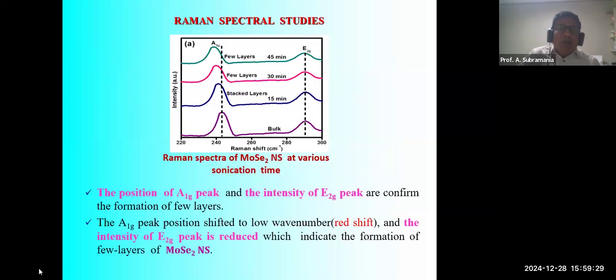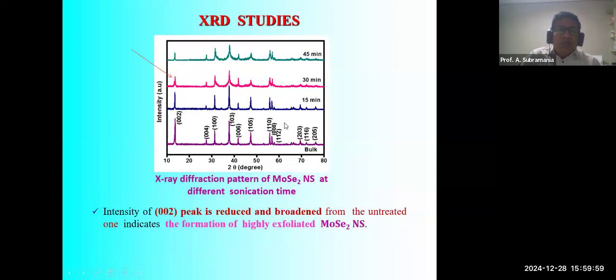Then the position of the E1G peak and the intensity of the E2G peak confirm the formation of few layers. Here the A1G peak position shifted to lower wavenumber, that is a red shift, and the intensity of the E2G peak is reduced, which indicates the formation of molybdenum selenide nanosheets. The intensity of the 002 peak is reduced and broadened from the untreated one, indicating the formation of highly exfoliated molybdenum selenide nanosheets.